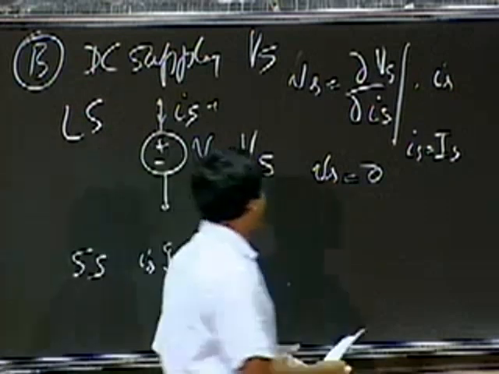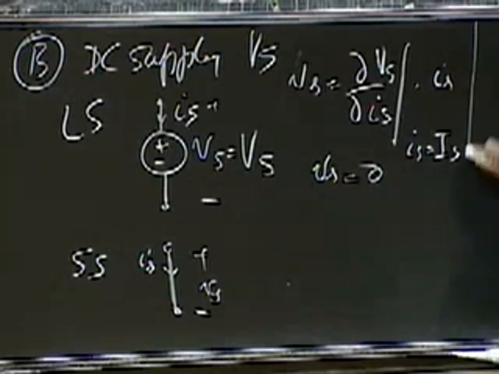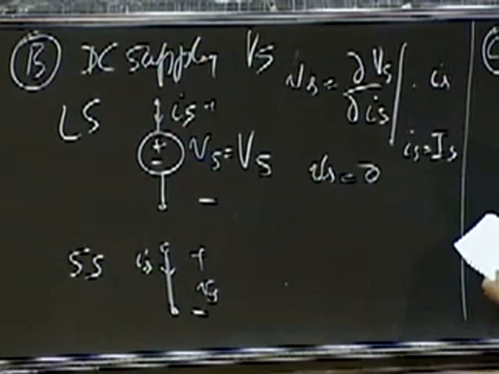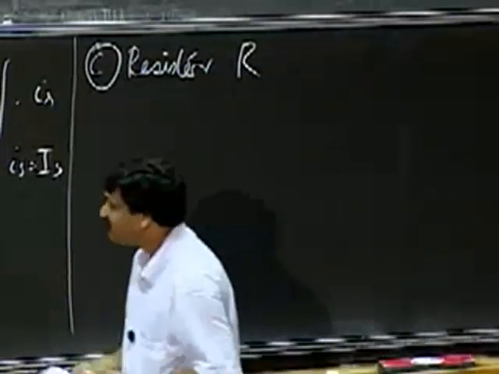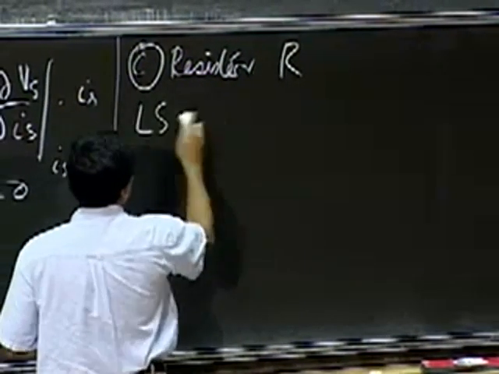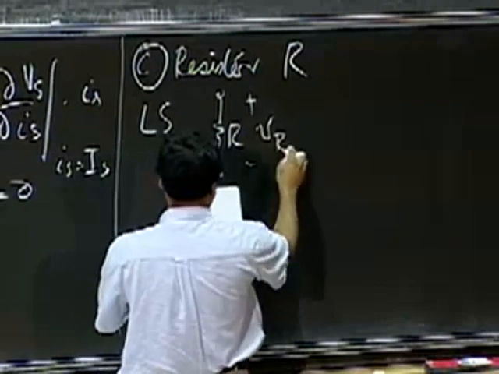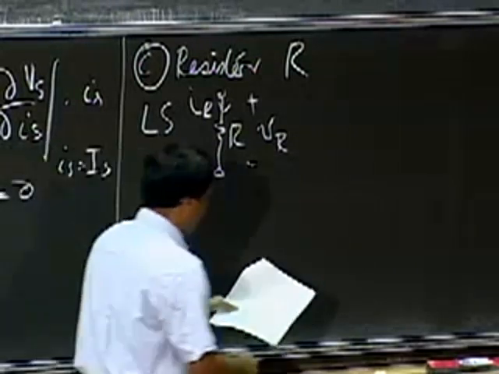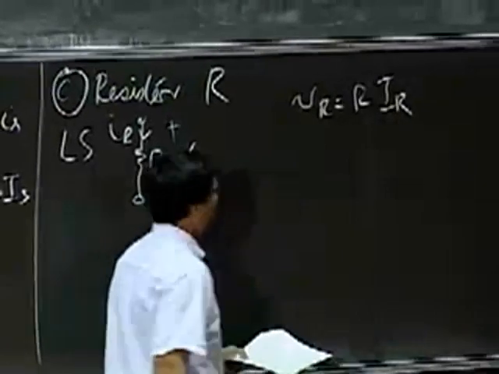So in a small signal circuit, voltage sources appear like a short circuit. Finally, I have a resistor. My resistor R, let me find out its corresponding small signal model. So the large signal model looks like this: R, VR, IR. Okay, and I know that VR is simply R times IR.